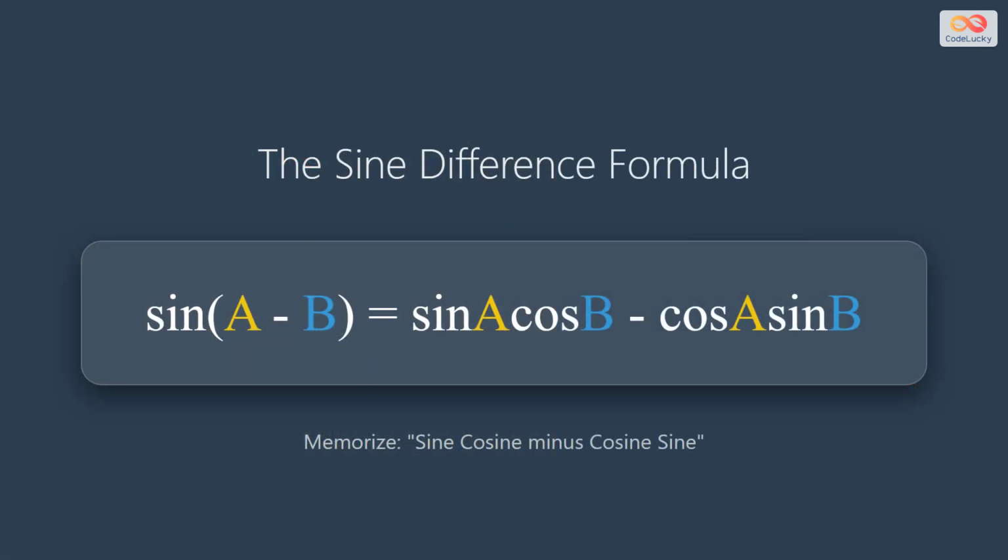Here is the correct formula for expanding sine of A minus B. It reads as sine A times cosine B minus cosine A times sine B. Notice how the two angles, A and B, are mixed with both sine and cosine functions in each term.